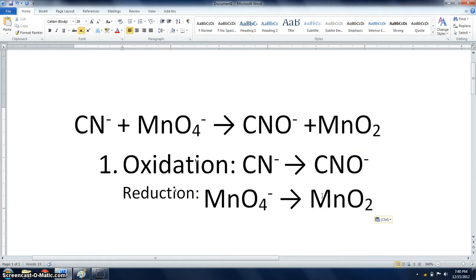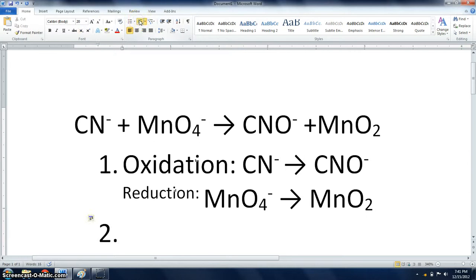So now our next step is to balance our half-reactions, and we're going to balance everything except for the oxygens and hydrogens if you have any in your problem. However, here, our carbons, we only have 1 of each, 1 and 1, and our manganese is 1 and 1, so they're already balanced, so we're going to leave that be.